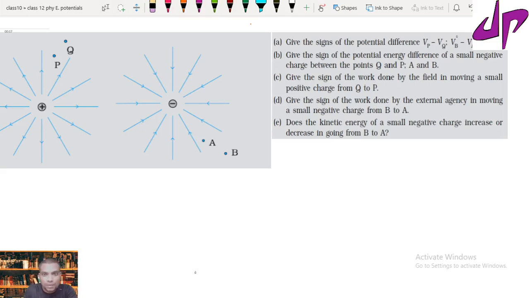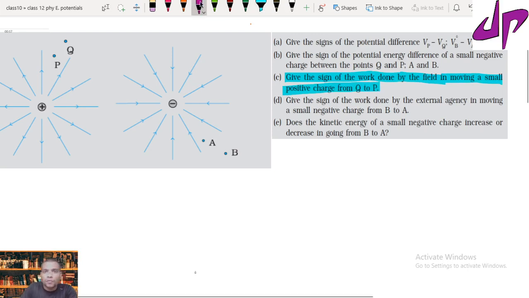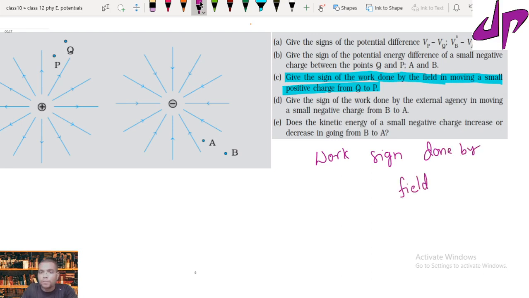Let's do the next part. Give the sign of work done by the field in moving a small positive charge from Q to P. So we need to find the work sign, but that done by the field. So it is a positive charge moving from Q to P.